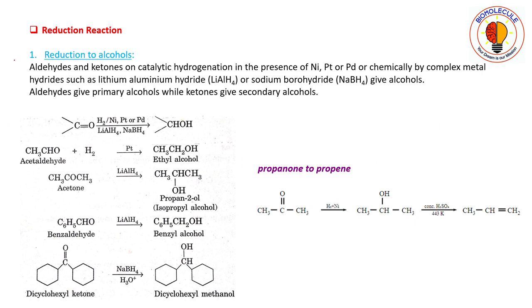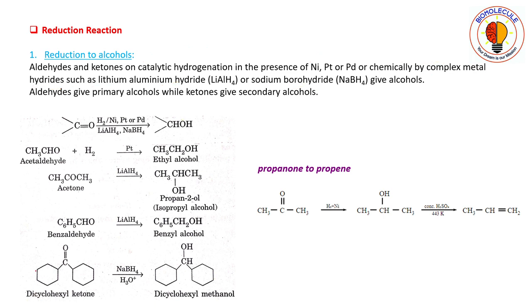The first topic is reduction to alcohols. Aldehydes and ketones on catalytic hydrogenation in the presence of nickel, platinum or palladium, or chemically by complex metal hydrides such as lithium aluminum hydride or sodium borohydride, give alcohols. Okay, so here you can see two kinds of reduction, means two procedures. First one is catalytic hydrogenation in presence of these metals, that is nickel, platinum or palladium, and the second one is chemically by complex metal hydrides such as lithium aluminum hydride and sodium borohydride.